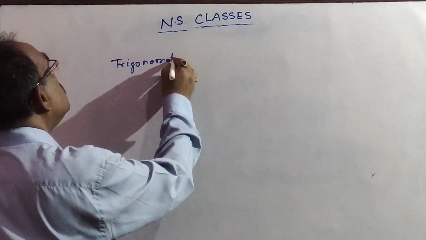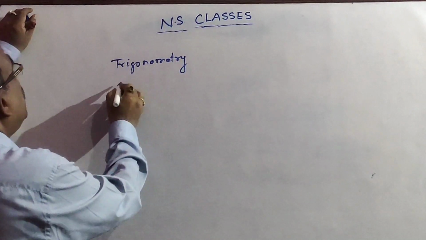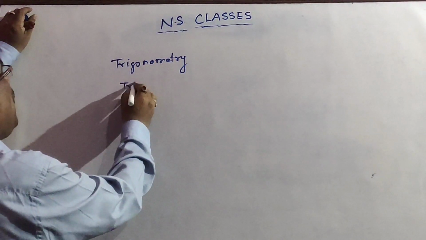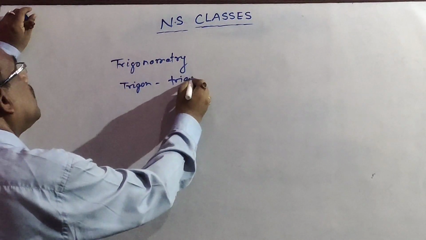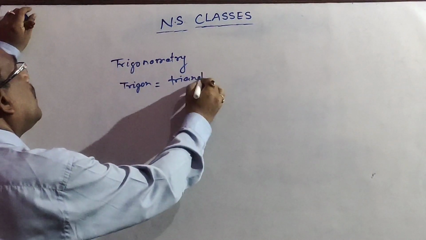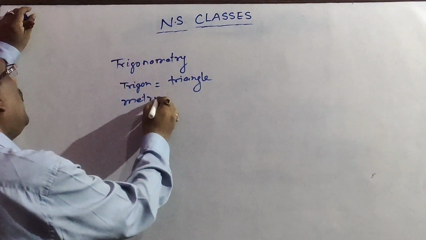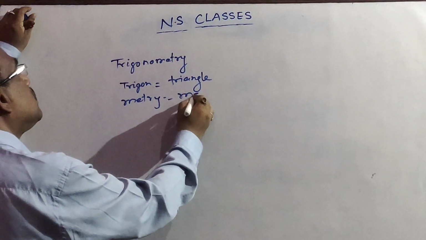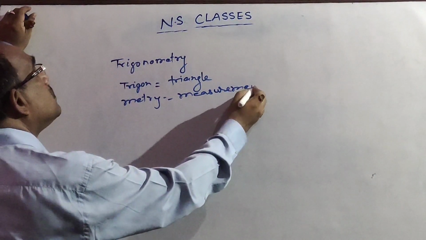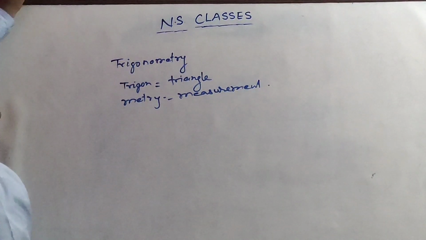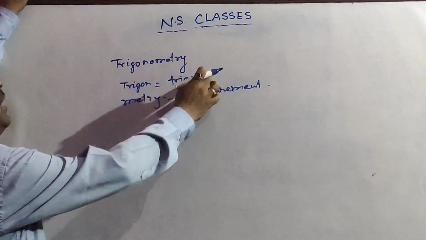Trigonometry. This is made by two words: trigon means triangle and metry means measurement. Trigonometry means measurement of triangles.